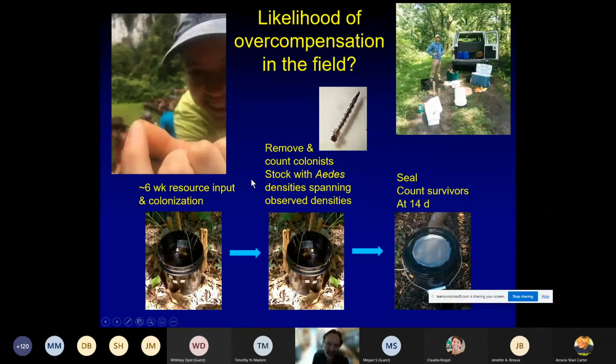And then we stocked those containers with their resources with standard densities of Aedes spanning the observed range of densities we saw in the field, going from low to high. And then we sealed the containers and returned them to the field and came back after 14 days and counted the survivors. And what we're looking for here is how does survival of individuals in these containers relate to the initial density? So there's no mortality being imposed, but what we are looking for is the relationship between survival and density.